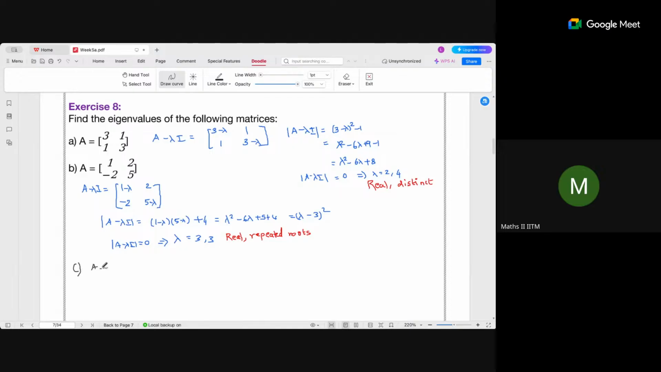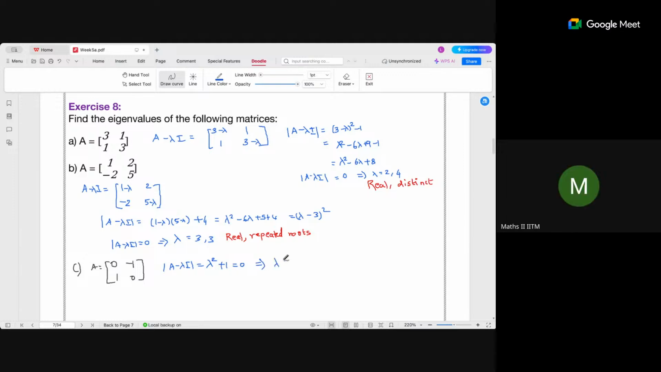For the third scenario, let us consider, for example, the matrix 0, minus 1, 1, 0. Can you all compute the eigenvalues and tell me? First of all, tell me what is the determinant of A minus lambda I, and then you can tell the eigenvalues. It is lambda squared plus 1.